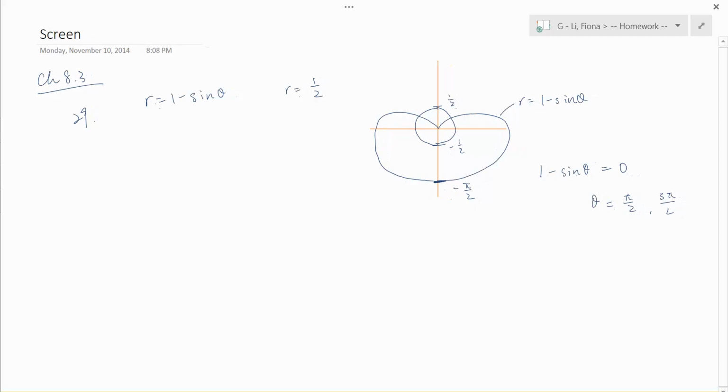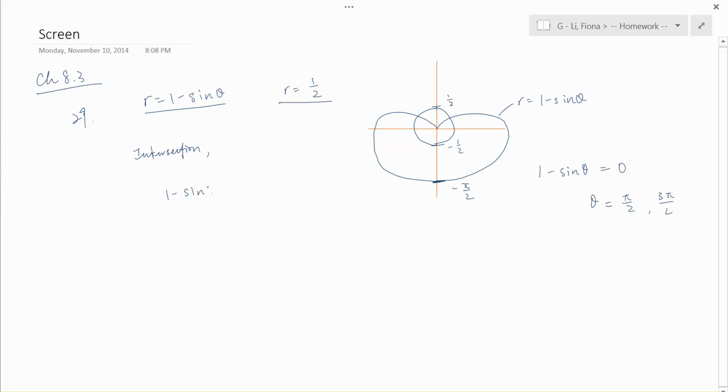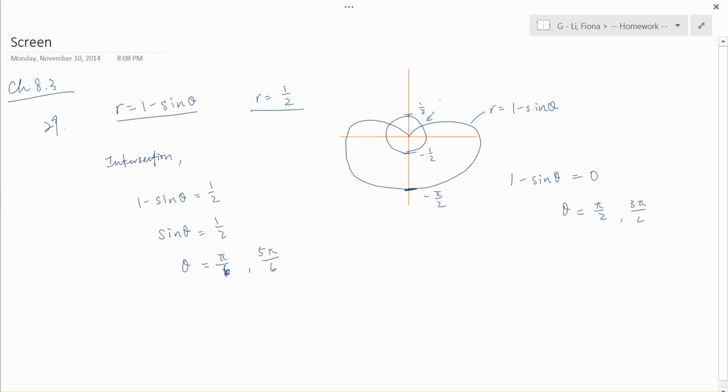Okay, so the next step is to find the intersection between the two r functions that were given. So let's set them equal to each other. And so we'll get sine theta equals 1/2, and theta will equal pi over 6 and 5 pi over 6. And so those are the intersections we get. So this right here is pi over 6.